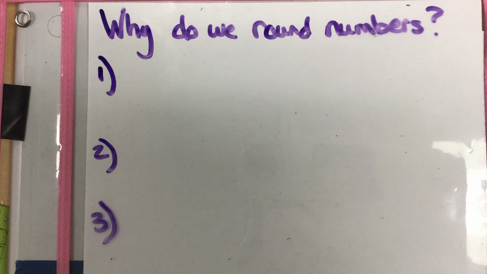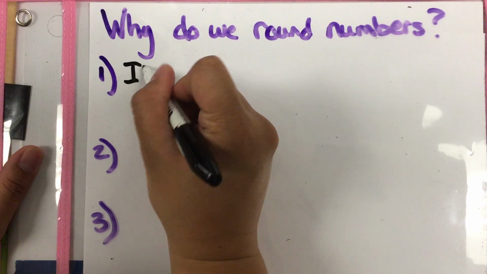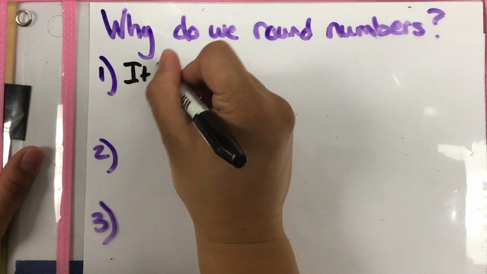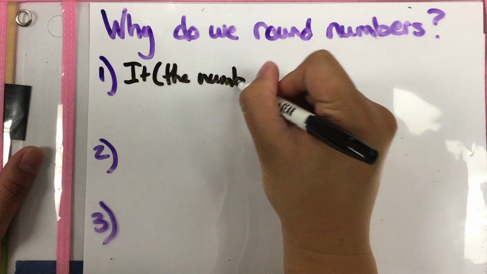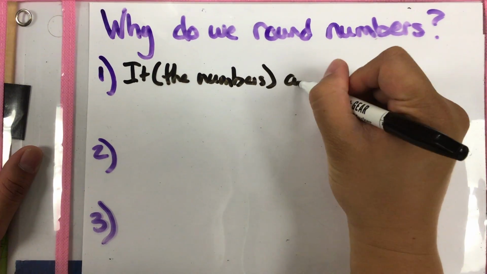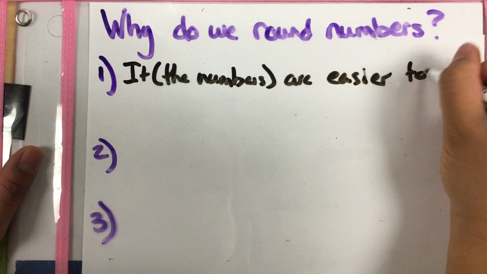All right. So why do we round numbers? Well, when we round them, the numbers are easier to look at.